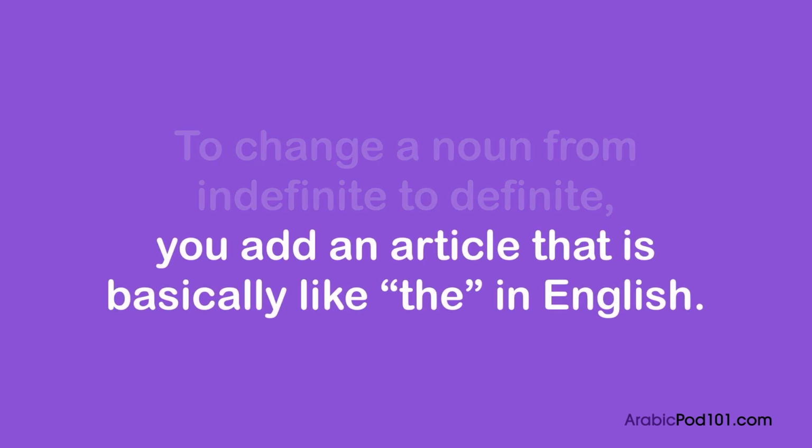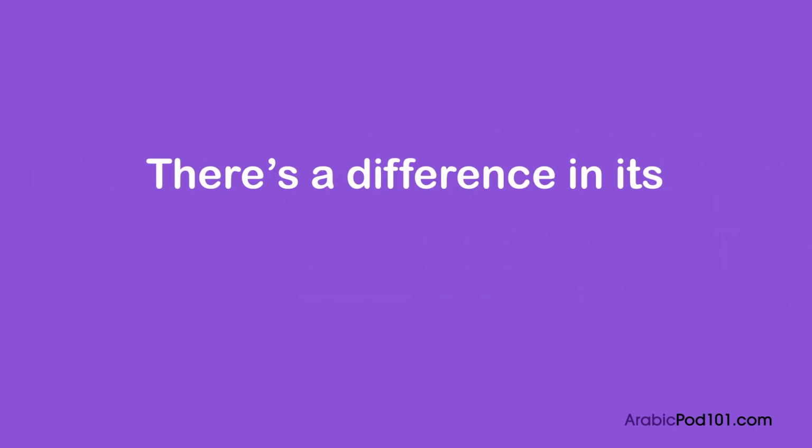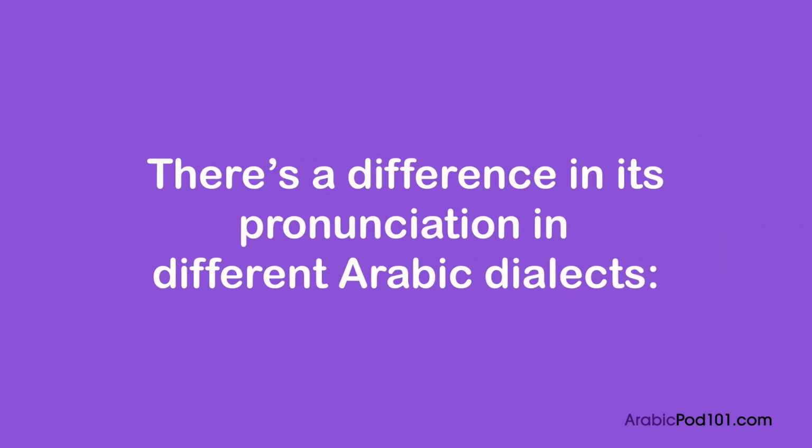To change a noun from indefinite to definite, you add an article that is basically like the in English. There's a difference in the pronunciation in different Arabic dialects.